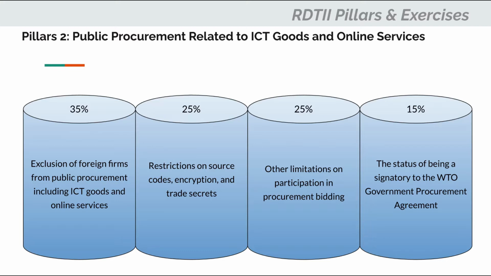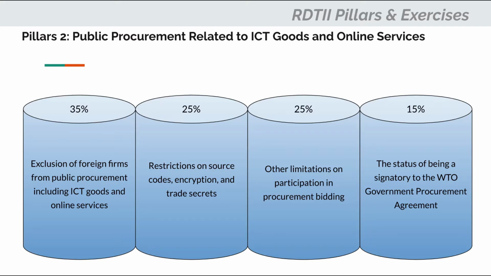Second, restrictions on source codes, encryption, and trade secrets. Third, other limitations on participation in procurement bidding, and fourth, being a signatory to the WTO Government Procurement Agreement known as WTO-GPA. Weights for each subpillar are 35%, 25%, 25%, and 15%, respectively.